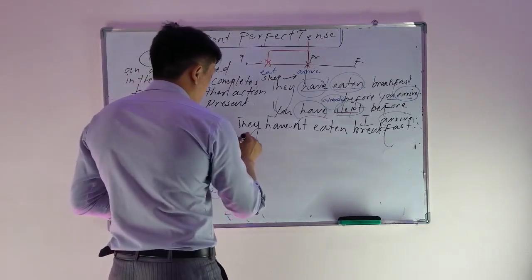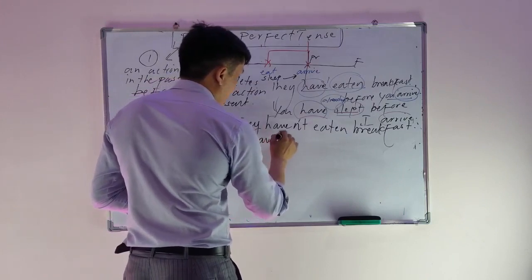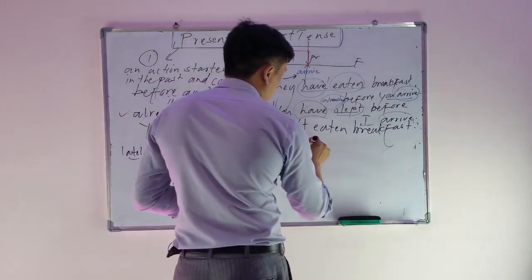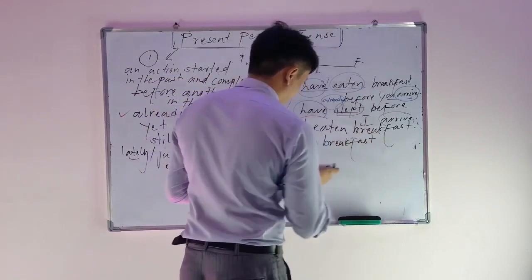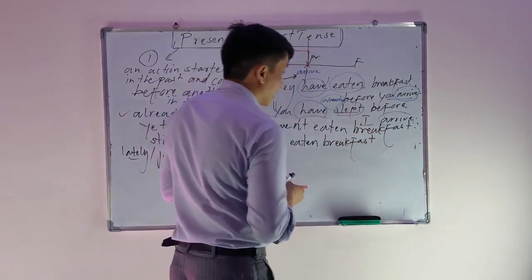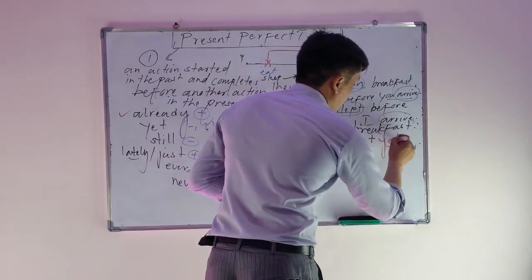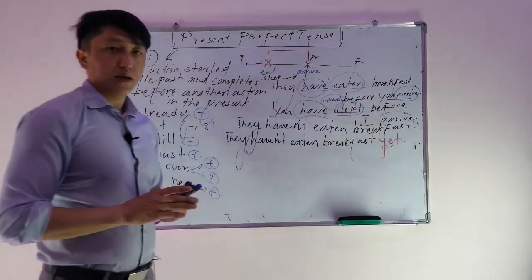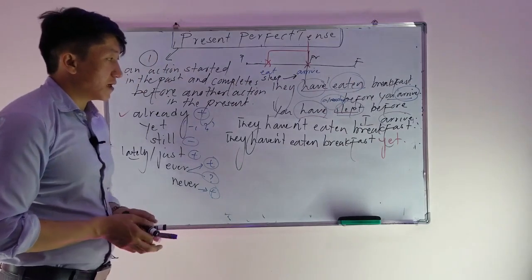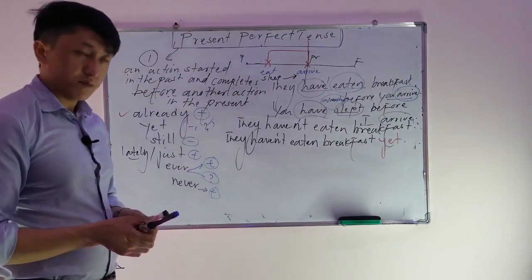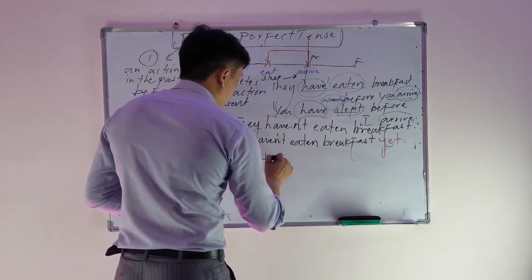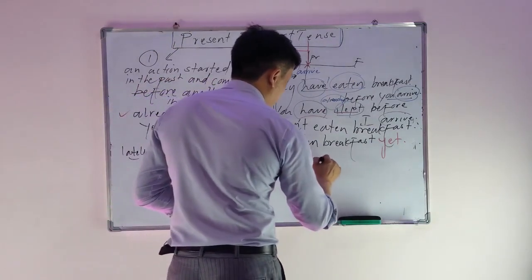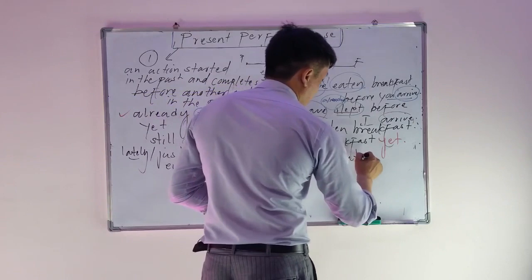I have to say, they haven't eaten breakfast yet. Here, I have to use yet at the end. So here, in a negative sentence, it comes at the end of the sentence. But sometimes it can also be used at the beginning. For example, we can also say, yet they haven't eaten breakfast.